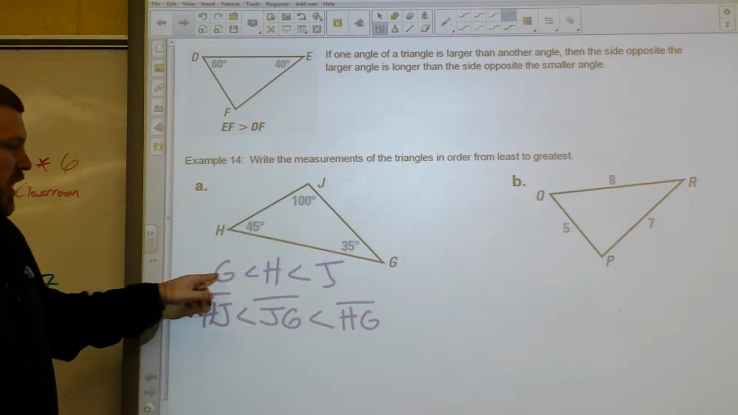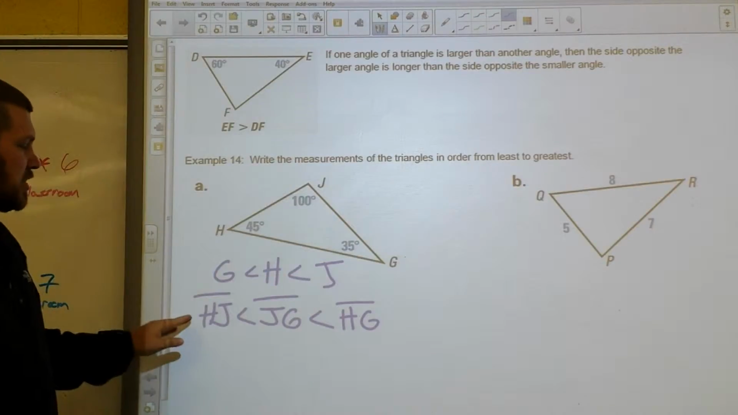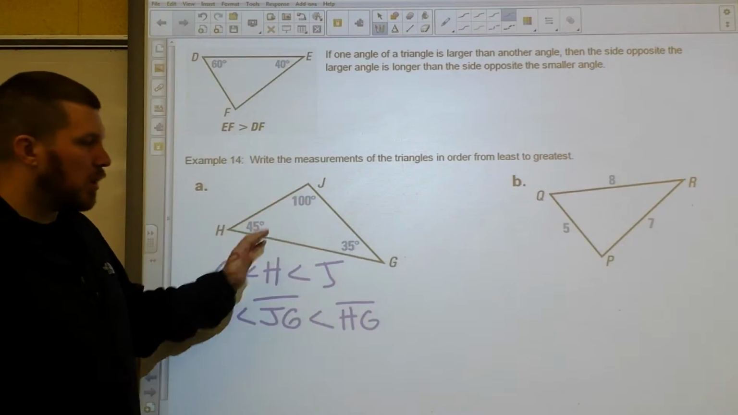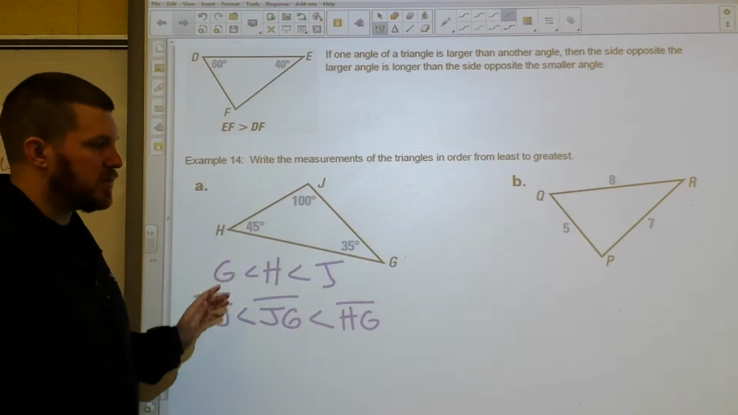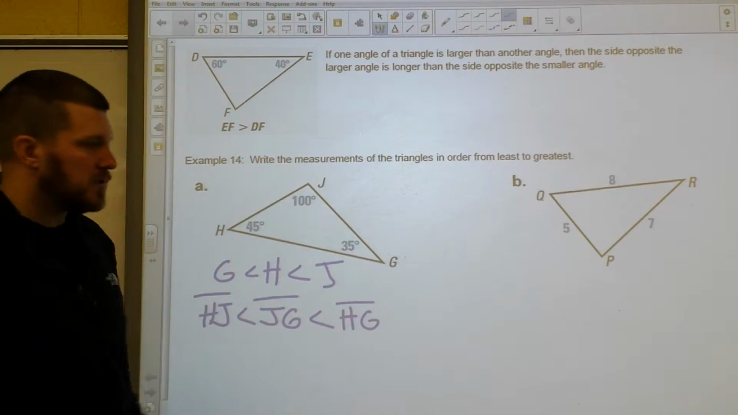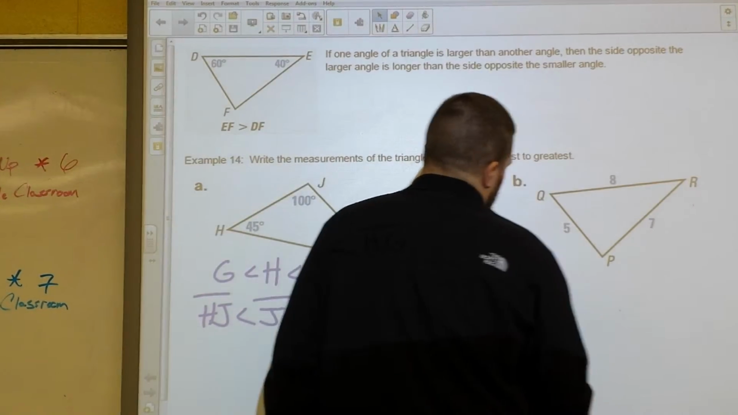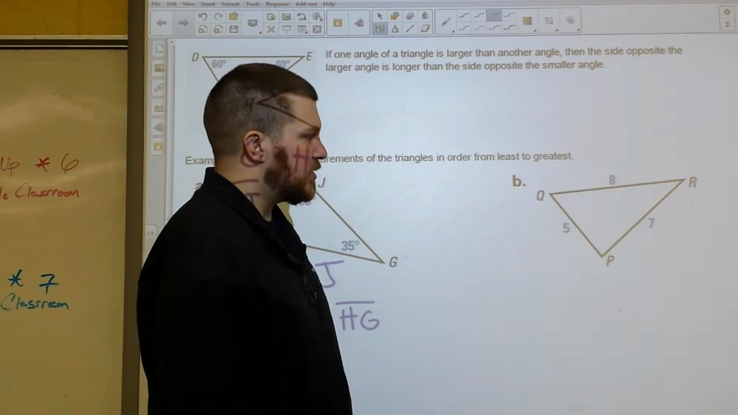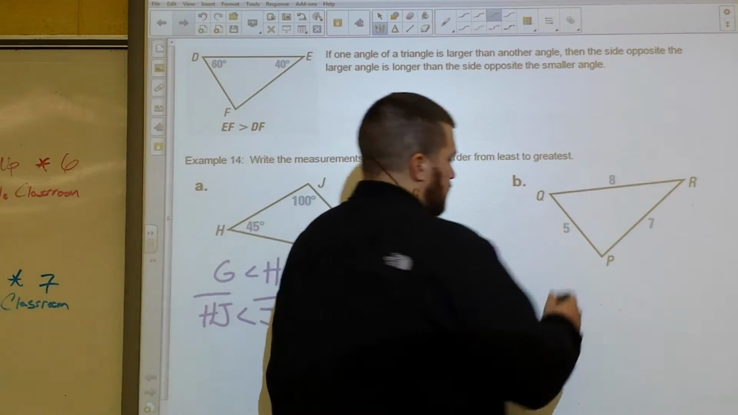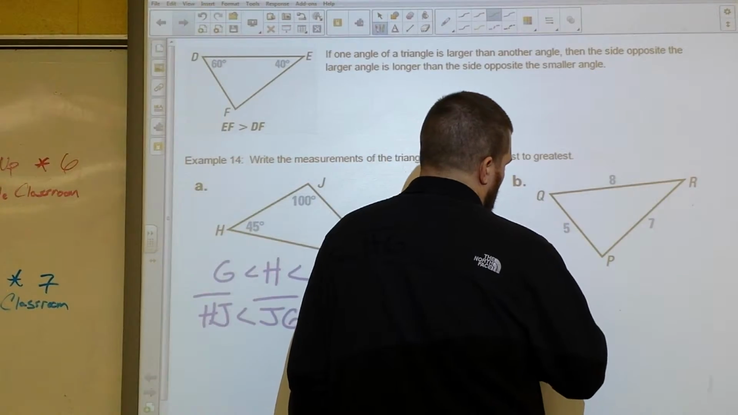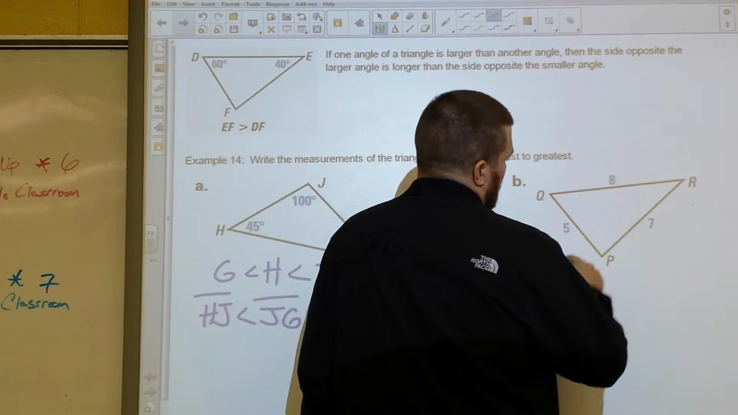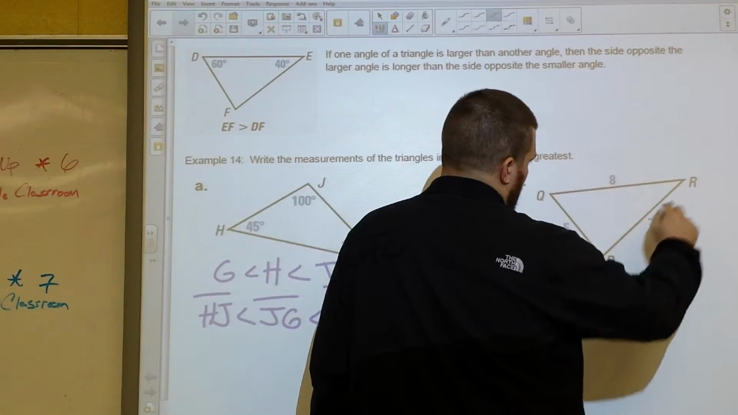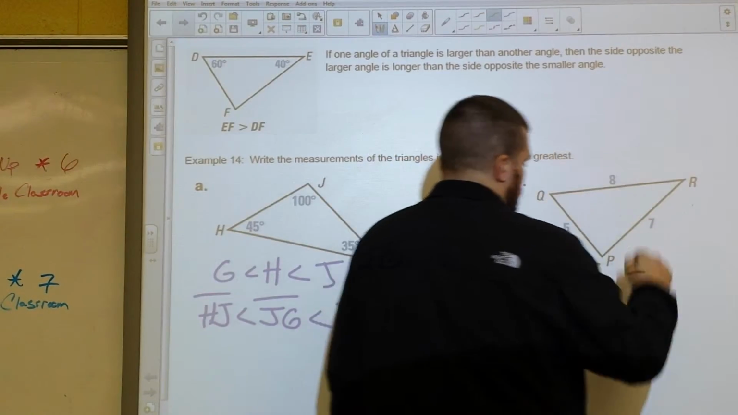So here we wrote the angles from least to greatest and our sides from least to greatest. It doesn't tell me what the side lengths are, but I can put them in order from smallest to biggest. Let's do the same idea with triangle B, which is QRP. Here I'm giving the side lengths. So let's start with those. Obviously QP is smaller than PR, and PR is smaller than QR.